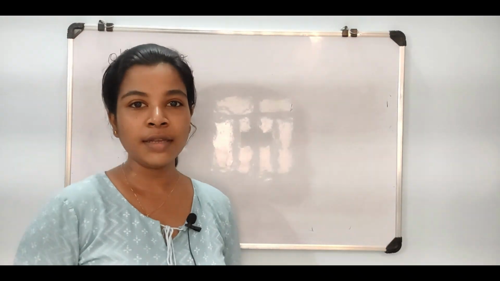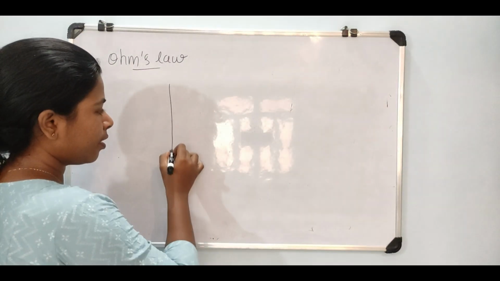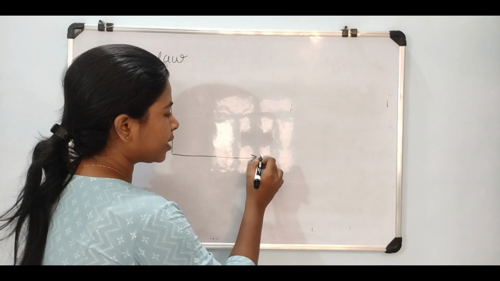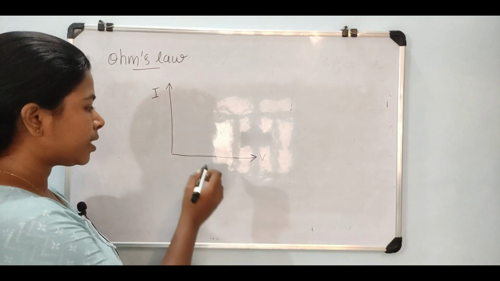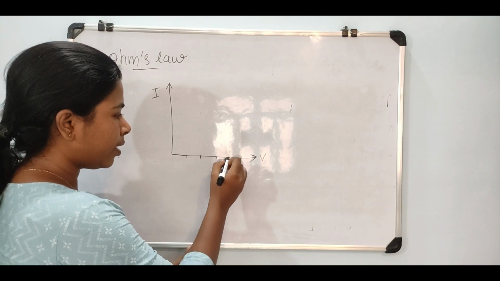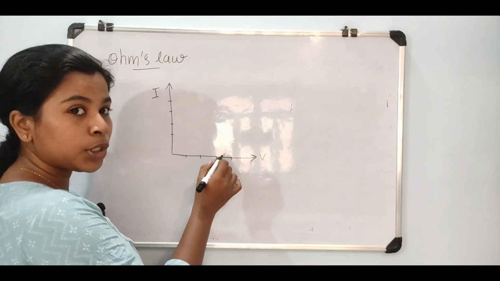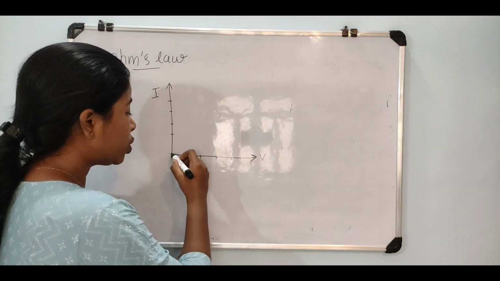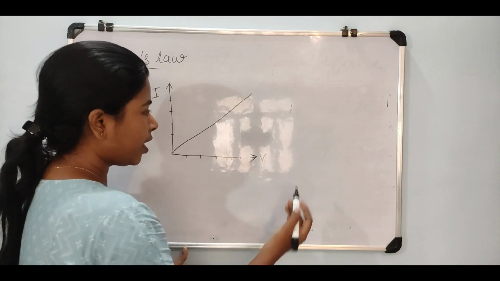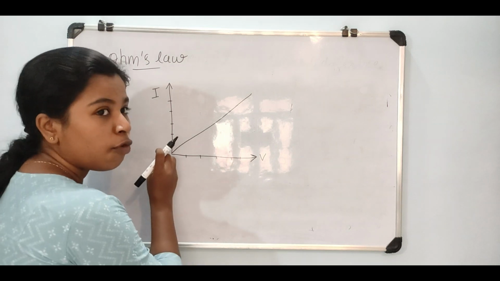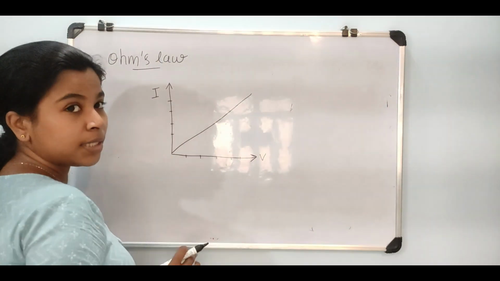If I am plotting the voltage and current in a circuit in the form of a graph, I am plotting the voltage on the x-axis and the current on the y-axis. When voltage increases, what happens to the current? The current will increase, right? So, what will be the shape of the VI graph? This is a straight line. As voltage is increasing, the current is increasing. That is what this graph implies.